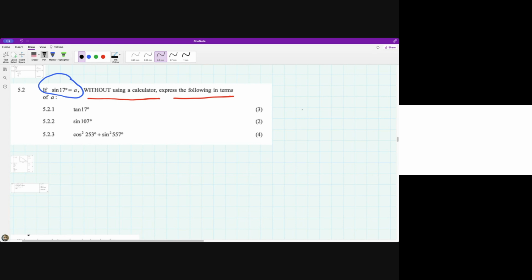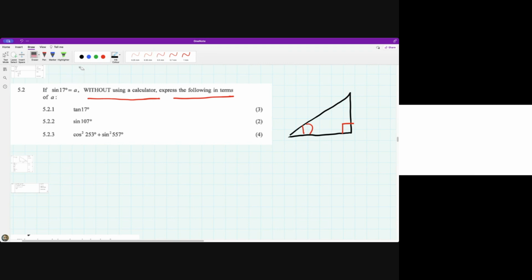So if there's no mention of quadrants, what you do is you just draw a freestanding triangle where you have a 17 in it. So you have a right angle and a 17 because there's no mention of quadrants. Give me a thumbs up if you understand why I have to start drawing a triangle now, because there's no mention of quadrants and they said it's without a calculator. Okay, now my next step.